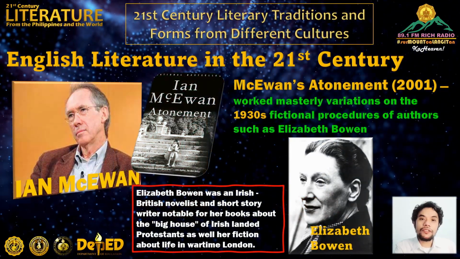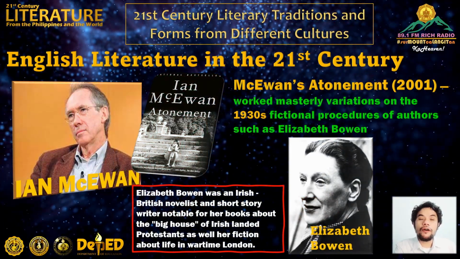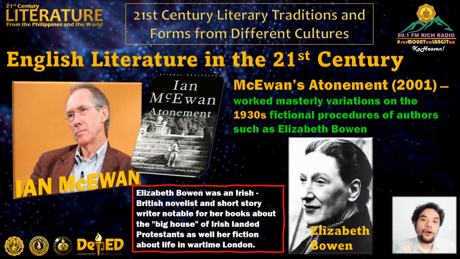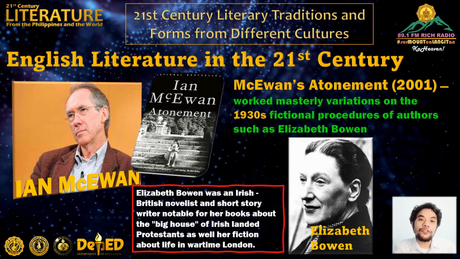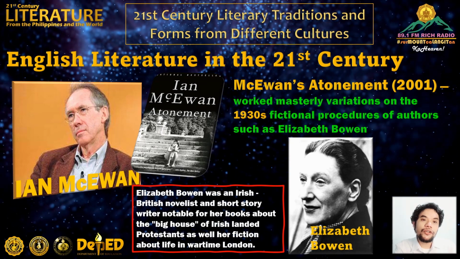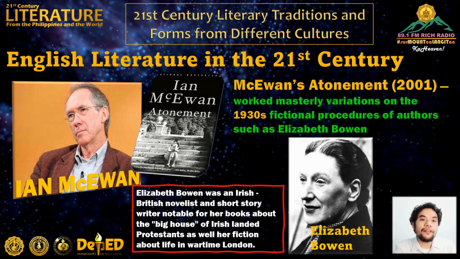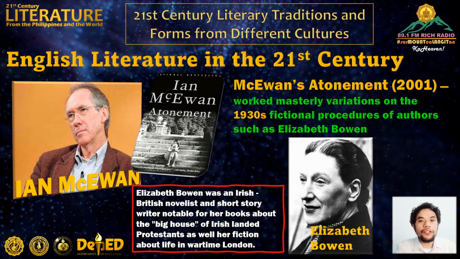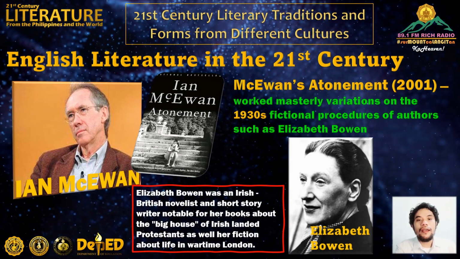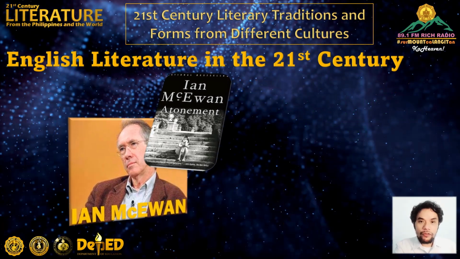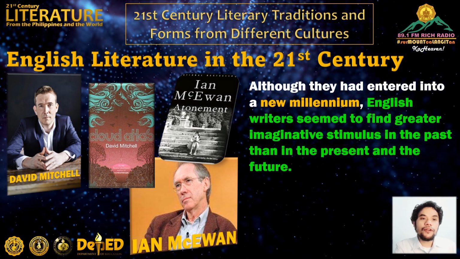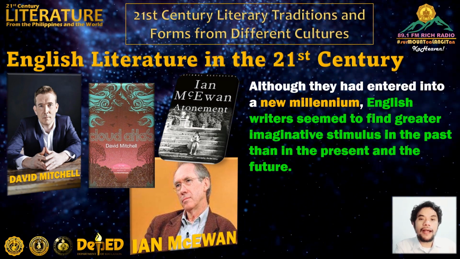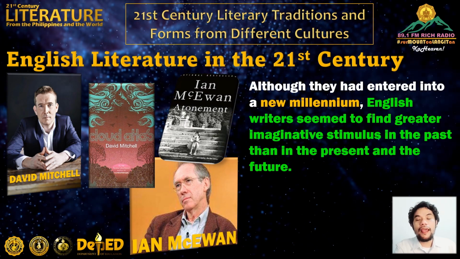Another example is also one of the 21st century authors we came across in our previous module, McEwan's Atonement, published in 2001, worked masterly variations on the 1930s fictional procedures of authors such as Elizabeth Bowen. Although they had entered into a new millennium, writers seemed to find greater imaginative stimulus in the past than in the present and the future.